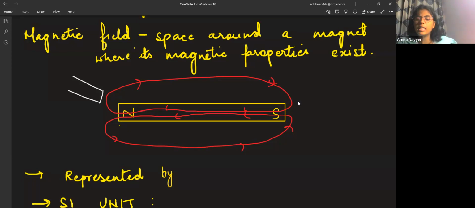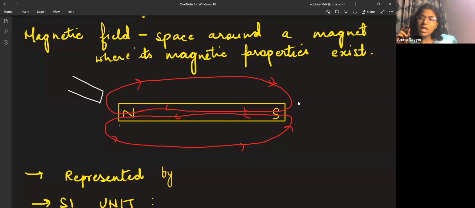Similar to electric field, which we had seen was the space around the charge. This is just the difference. Otherwise, whatever you have studied about electric field, the basics will remain the same for magnetic field. We'll have everything here also. We'll have dipole moment also here, similar to what you studied in electric field.